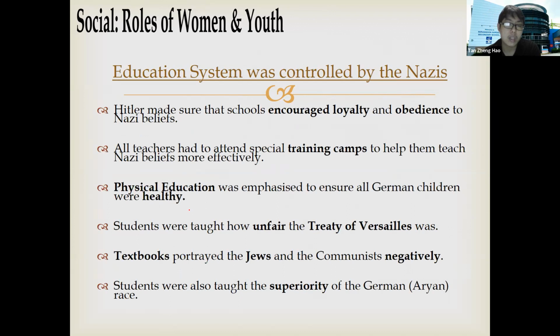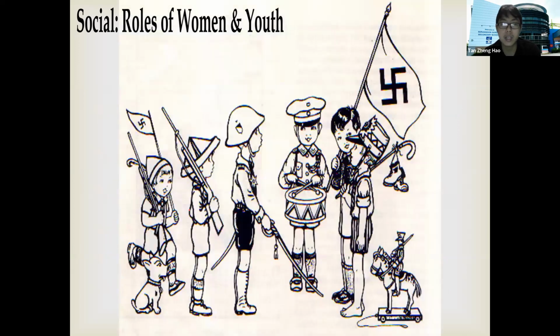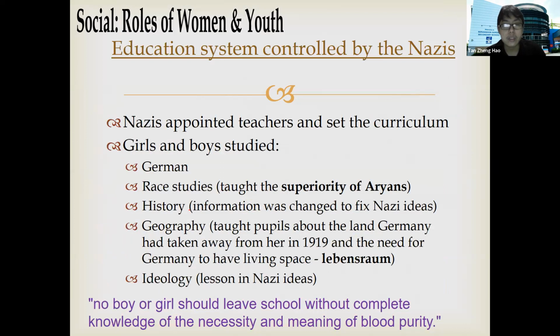They were taught things like how the TOV was unfair. They were taught about race. So basically, they were taught about the things that the Nazis believed. I know there are a lot of points here, but I really do not expect any of you to memorize all of them. What is more important is that you understand some of the things they did, and when you have to recall, you give one or two examples. I think that is really not too bad already. You can see these were some of the subjects that we talked about just now.